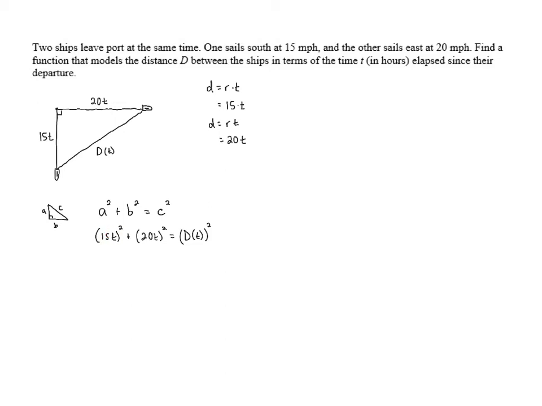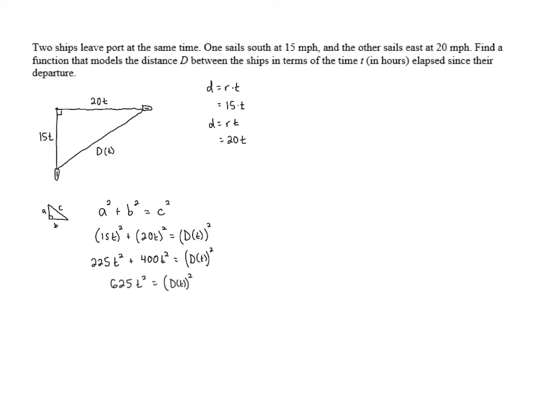15t times 15t is 225t squared. And then 20t times 20t is 400t squared. And that is still the distance function d of t squared. Now we have like terms on the left that we can combine. 225t squared plus 400t squared is 625t squared. And that is equal to d of t squared.